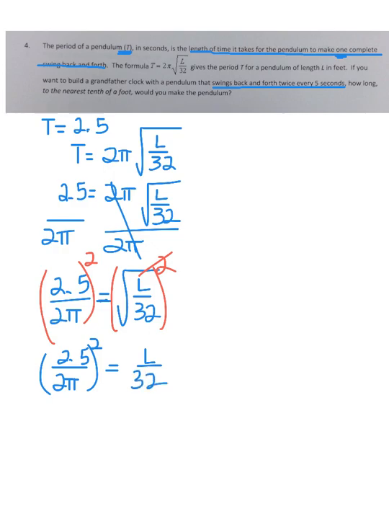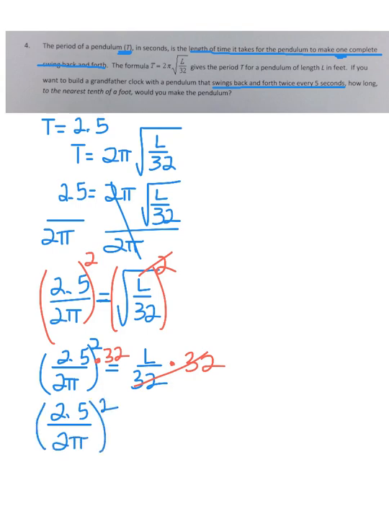Well, technically, if I have L over 32, doesn't this mean that L is being divided by 32? So the way I can get rid of that 32 is by multiplying by 32. But what I do to the right, I have to do to the left as well. And that will cancel out that 32. All right, so let me write that a little bit neater. Basically what I'm going to have is 2.5 divided by 2 pi, that quantity squared.